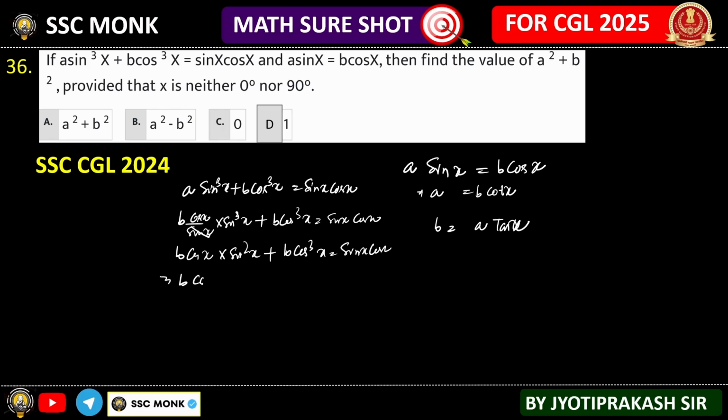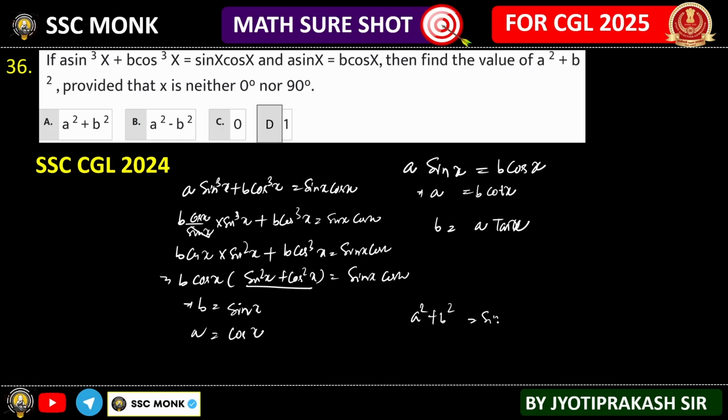So if I take out b cos x common, it will be sin²x plus cos²x, which is equal to sin x into cos x. So here this will be 1, cos x gone. So b is equal to what? b is equal to sin x. So when b is equal to sin x, a will be what? If I put this value, a will be cot x into sin x. So sin x gone. a is equal to cos x. So when I have to take out a square plus b square, this will be sin square plus cos square, sin²x plus cos²x, that is equal to 1. Answer option D. Sorted? Next.